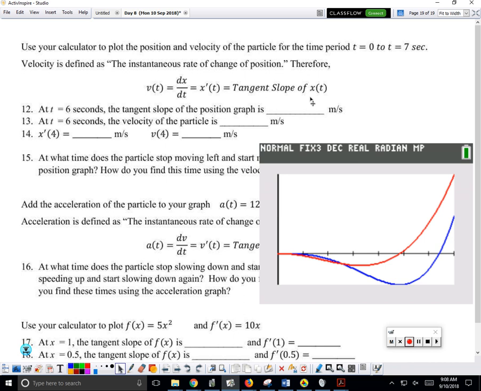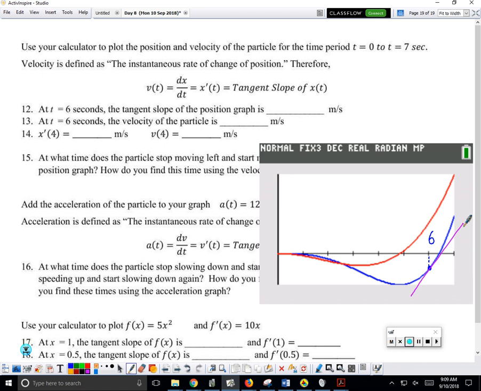Superb. At t equals 6 seconds, the tangent slope of the position graph is what? So what that's saying is, come over here to 6 seconds and identify at that moment in time the slope of the position graph. So you would be looking for this tangent slope. That tangent slope's value will be the instantaneous velocity at that same moment in time. Question?